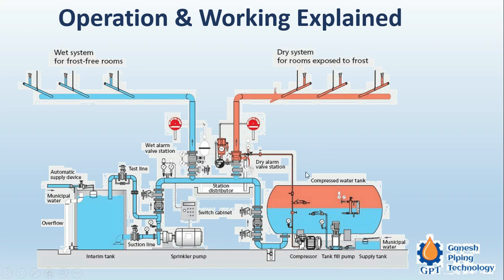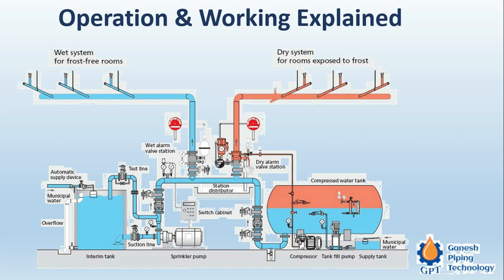immediately this electric signal will open up this valve for water. So immediately the water will start flowing inside the pipe, and it will purge out all the air through that opening, and again the water will start flowing. Water will be sprayed over that area where there is a rise in temperature because of fire. So this is the benefit of the dry system.